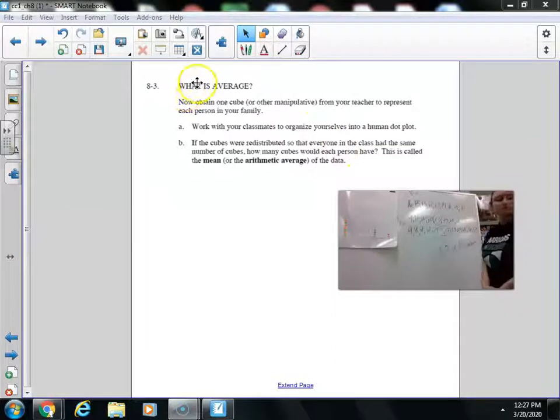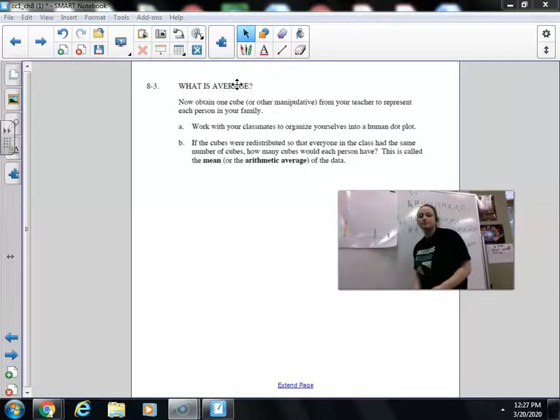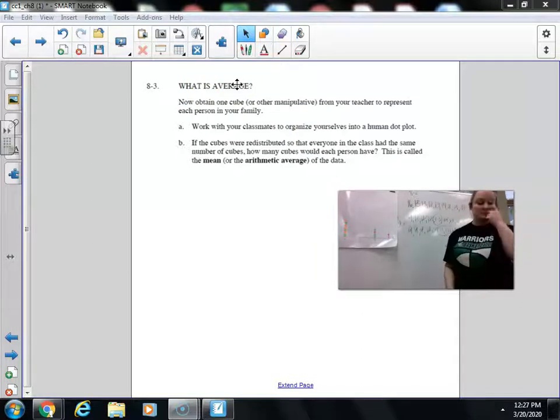All right, so last question for today. What is the average? So we talked about the median, the middle number. We've talked about the range, which is the difference between the largest and smallest number. Now the last term we're going to talk about today is called the mean.